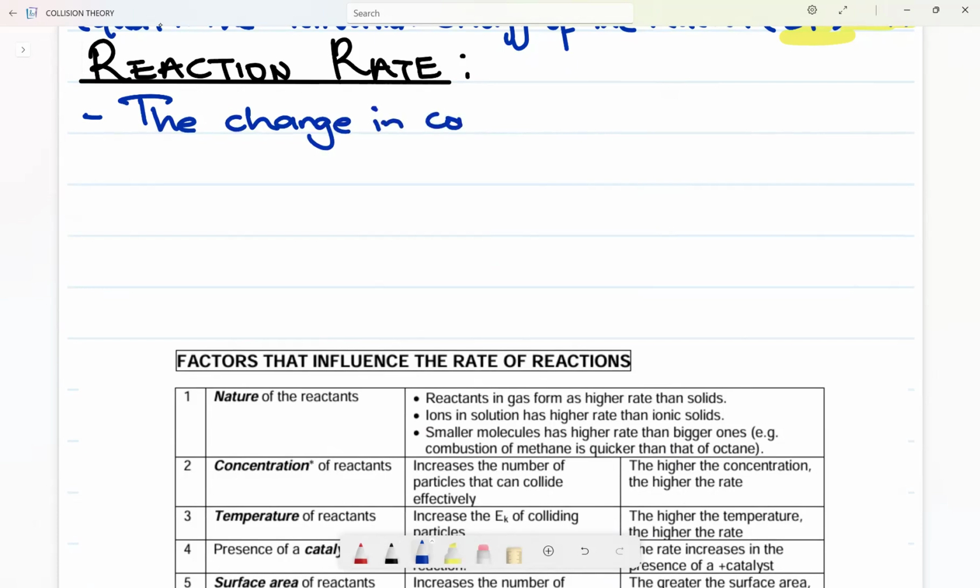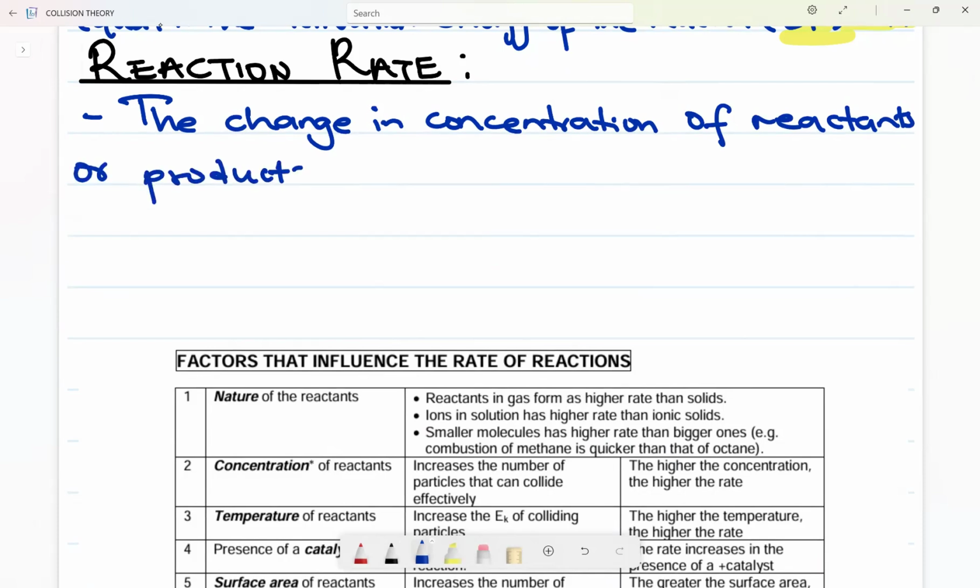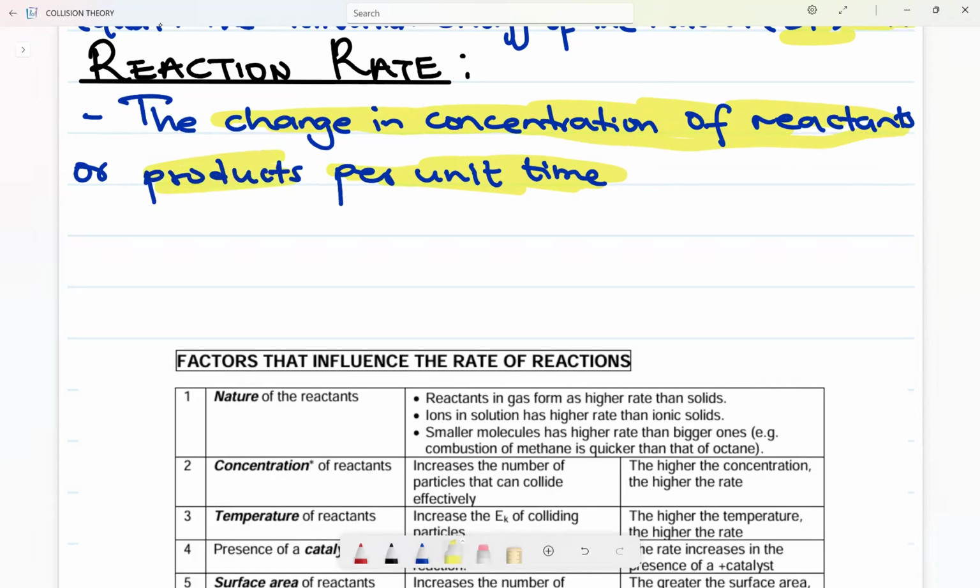in concentration of reactants or products per unit time. This definition is going to be very important, especially the part about per unit time. It is the change in concentration of the reactant or product per unit time. So this definition automatically tells you that you can derive a formula from it.